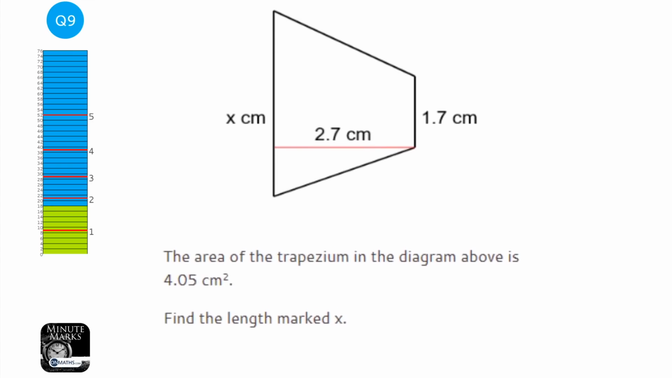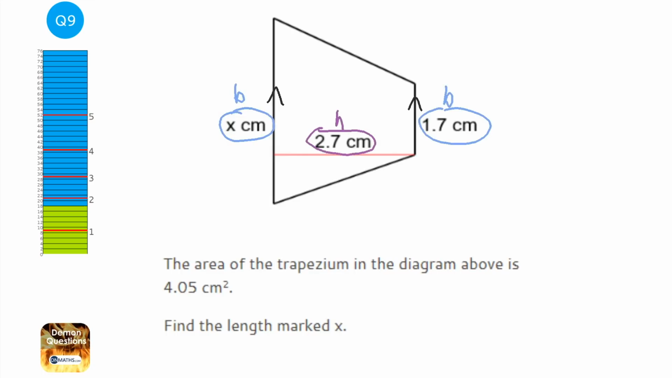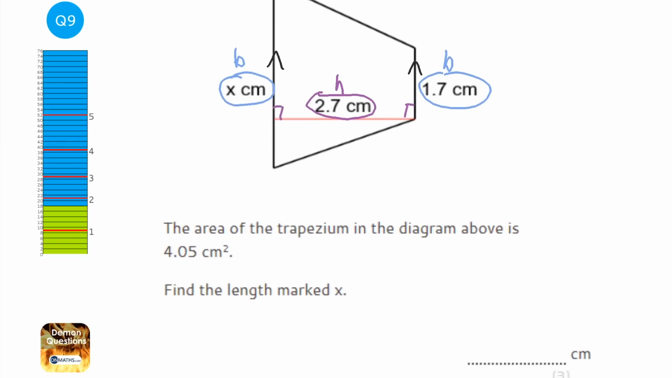Okay, so we're asked to find the length marked x. It's a trapezium, so it has one pair of parallel sides. To work out the area, we add together both the bases, which are the two parallel sides, we halve it, and then we times that by the height. Now the height is the thing that connects both the bases at right angles. So I'm going to write all that down.